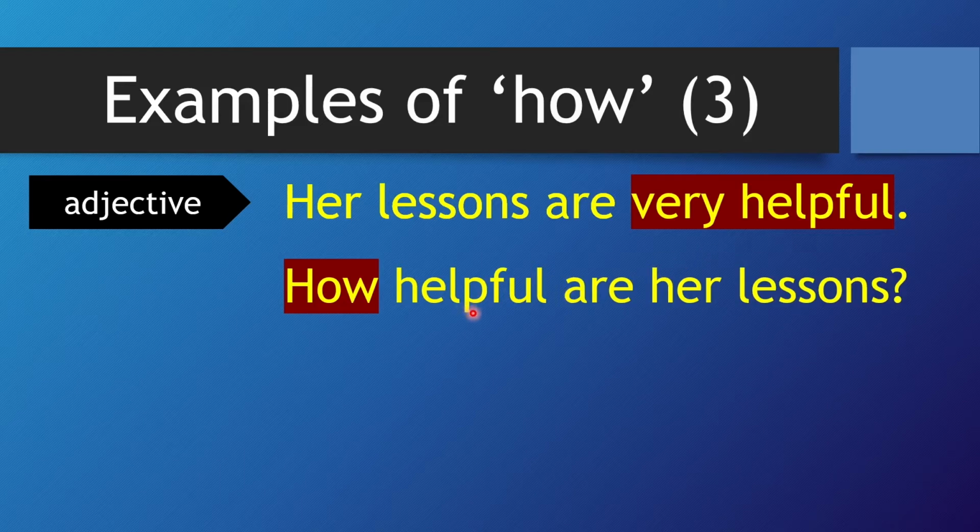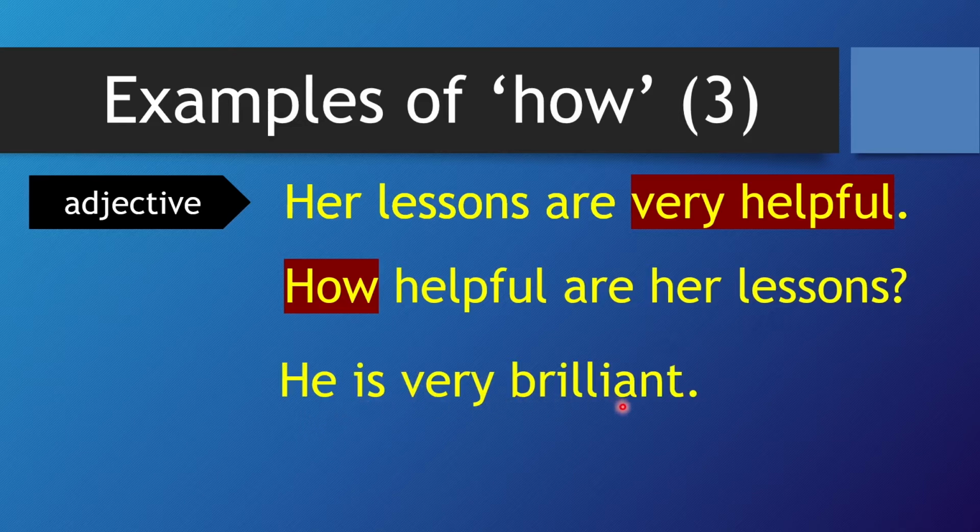So we will write helpful after how, and then we will write the verb. Here, are is working as the main verb. After that, the subject, her. We are writing her and the other part of the sentence, lessons. So the question is, how helpful are her lessons?